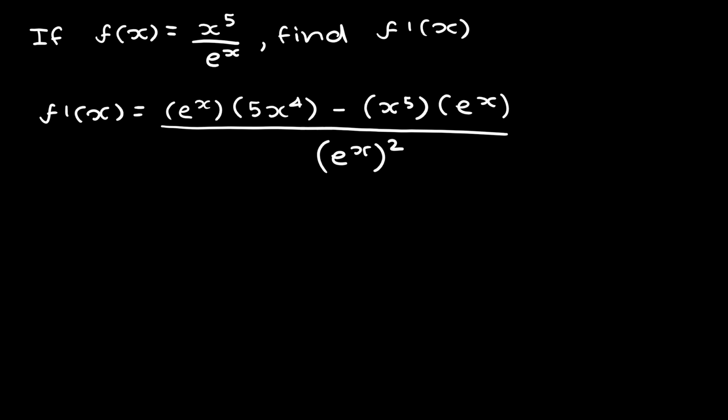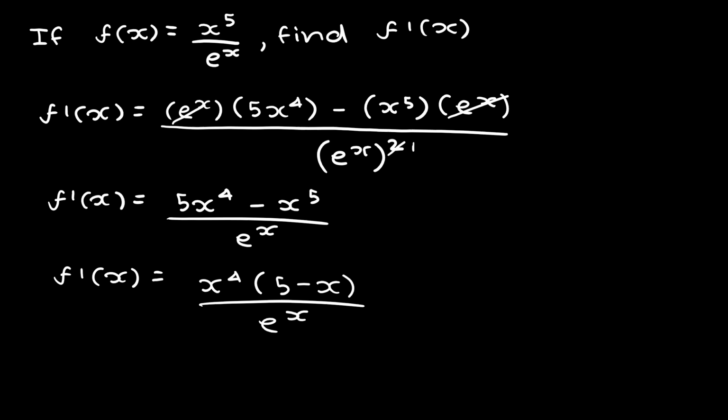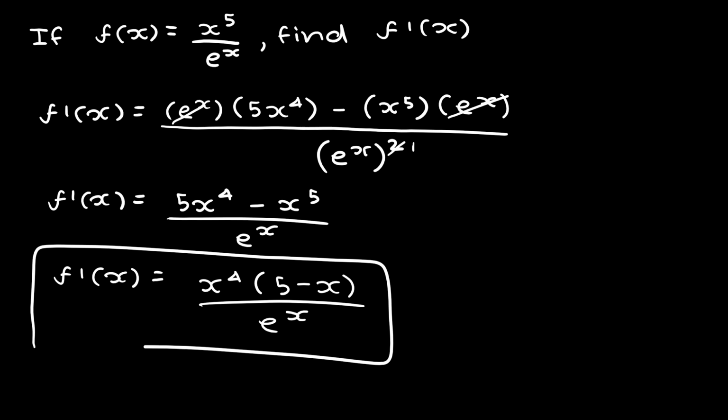Over here we can see that we have e to the x in common, so we can cancel out one e to the x term. And when that simplifies, we get 5x to the 4th minus x to the 5th over e to the x. But remember, we can simplify a bit further now by taking the x to the 4th out of the top two terms. So we get x to the 4th times 5 minus x over e to the x. That is our final answer.